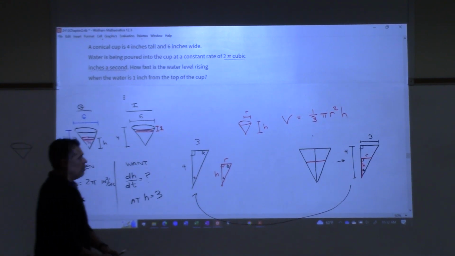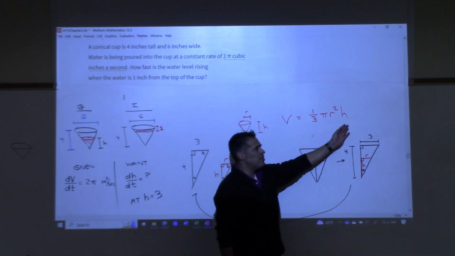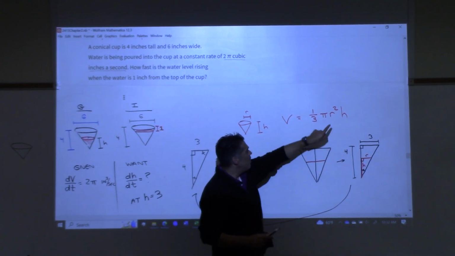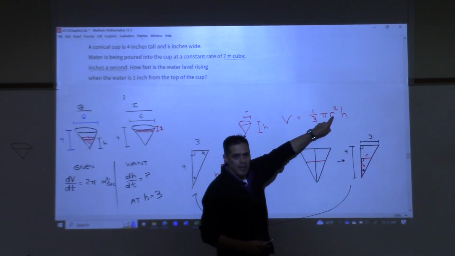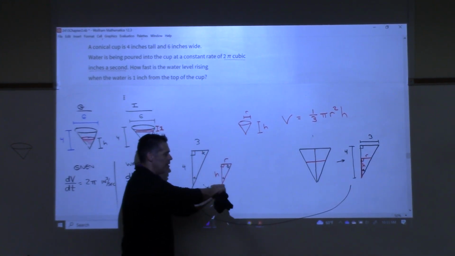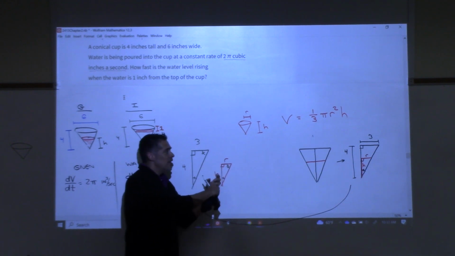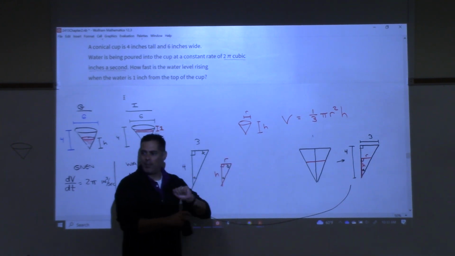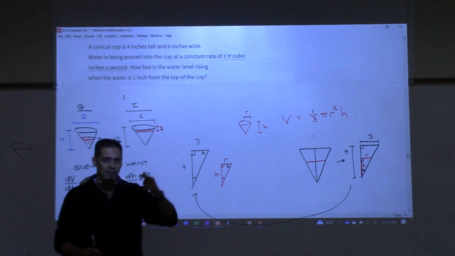Don't lose sight of the goal here. We were trying to come up with an equation for V and H to connect, but we had an R in here that we didn't want. So what I'm doing with this is I'm going to use this to create a relationship between R and H, and then I'm going to go back into that formula and replace that R with this new relationship. Is there a question?